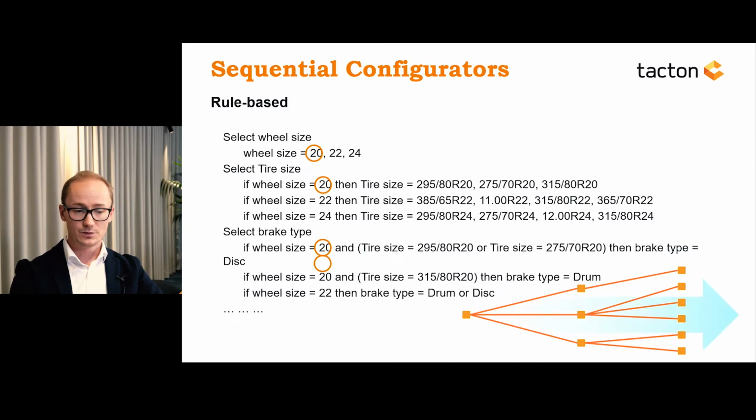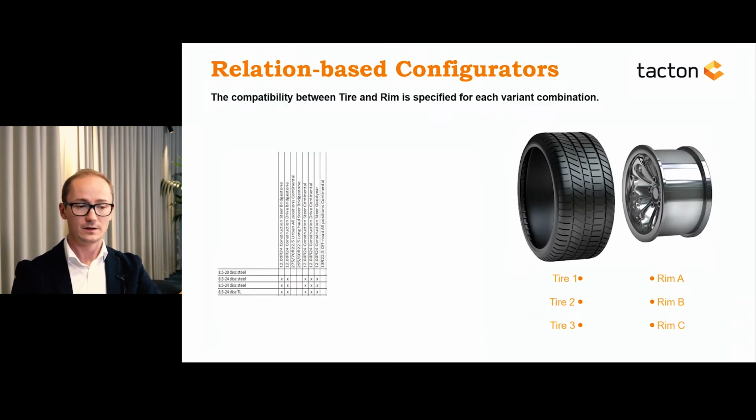There's also another issue with this, and that is if you want to add a wheel size. This has to be done in many, many different places. The configuration rules and the product data live together in one place. And that has some negative implications. So configurators actually evolved a bit. And the second generation of configurators came up with something called a relation-based configuration.